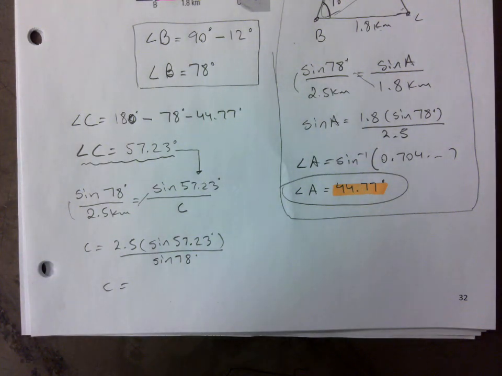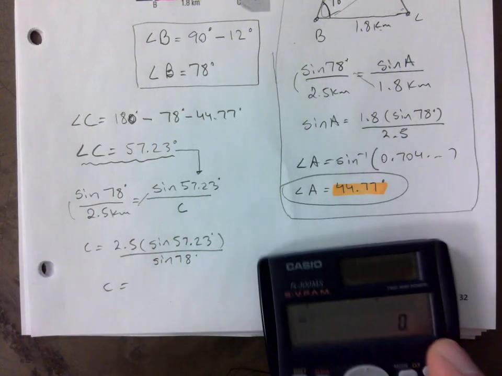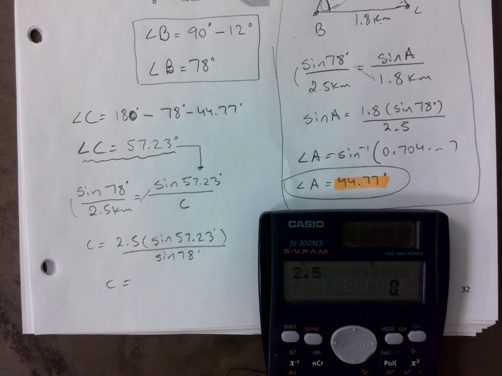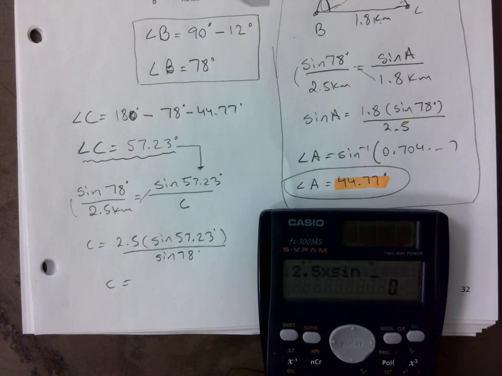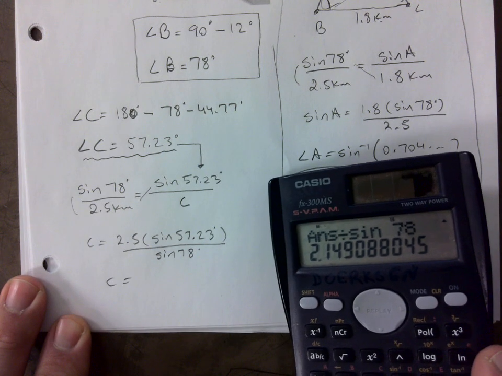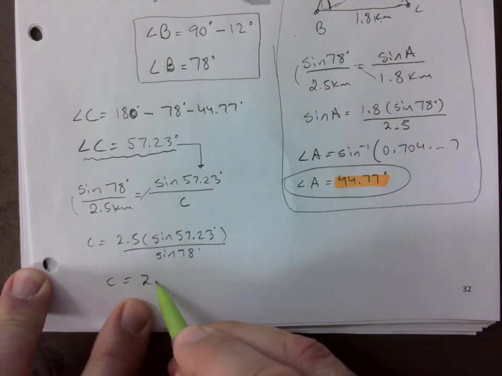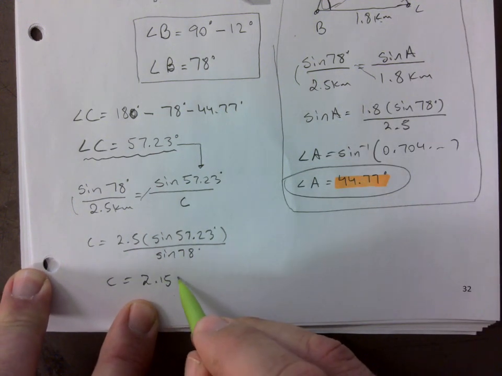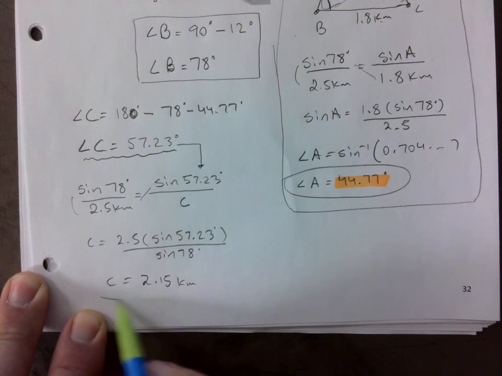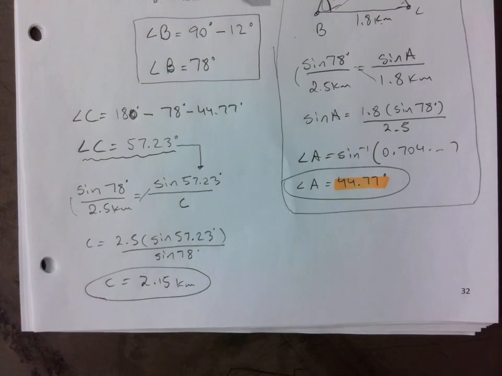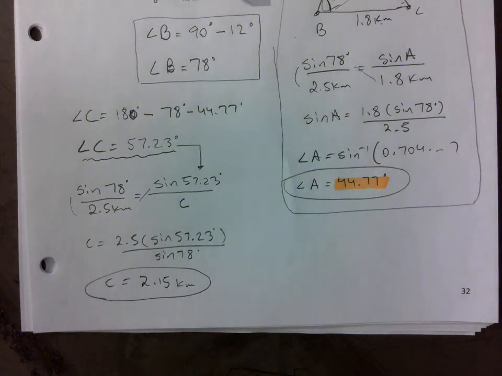And we have, let me just do this here, 2.5 times sine of 57.23 over sine of 78, 2.15 if you round that correctly. So you can either ask Google Maps, right, how far is this, or you can do all of this. And 15 minutes later, you know the answer.